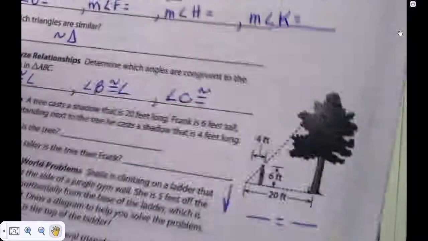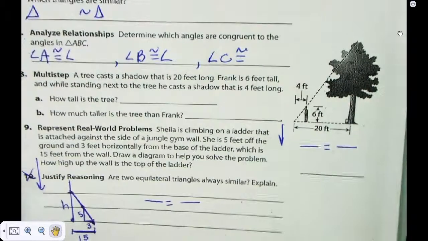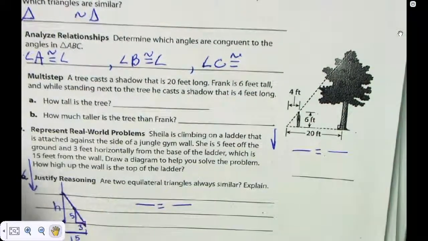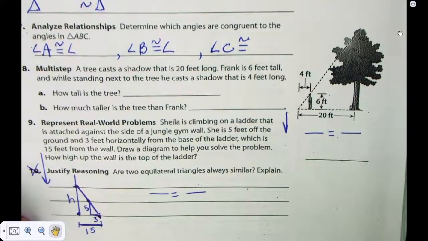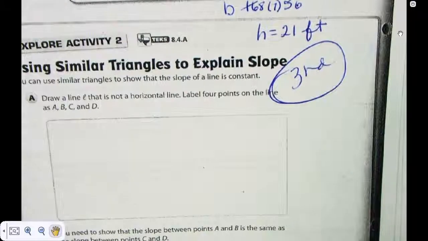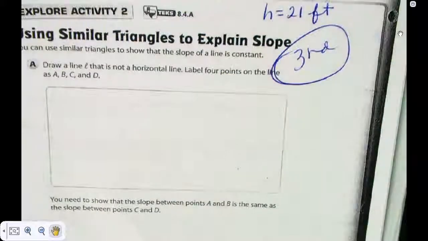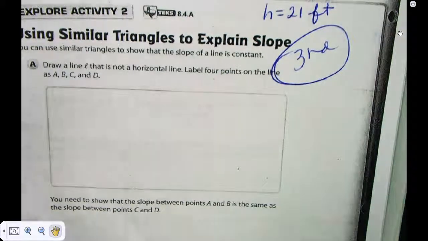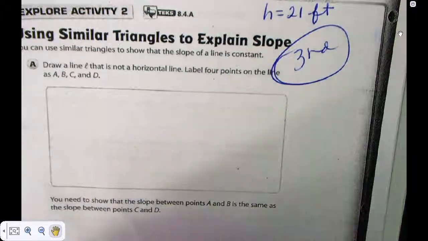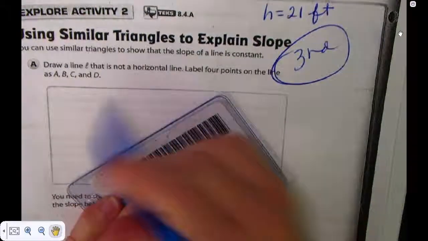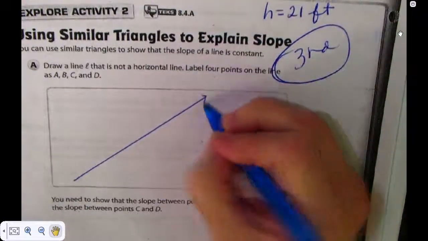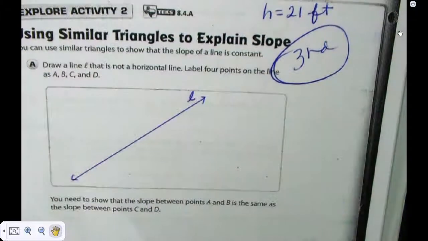209 and 210. Oh, wait, we have to do something before we do that. Okay, so everybody understand? We need to go back and look at something on 210 before we finish. Look at 210. You're going to go back and do 213 in just a minute. So look at 210. What I need you to do is take your ID and draw me a line that's not horizontal. And that's going to be line L.